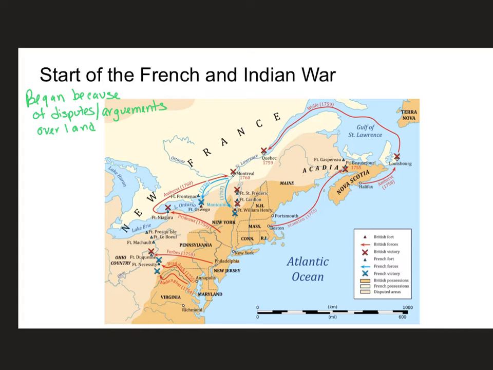So we had two groups. We had the British, and the British became allies with the Iroquois, which was a group of Native Americans. And then with the French, and the French became allies with both the Lenape and the Huron tribes.